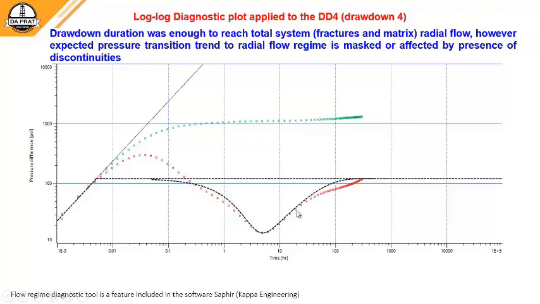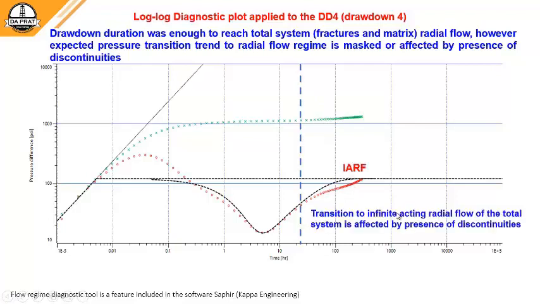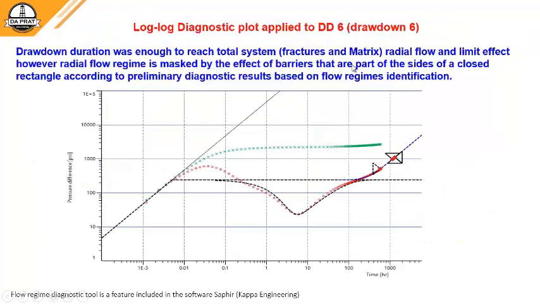This is drawdown 4, and we're going to have a look now at drawdown 6, which is the longest drawdown, I guess, 600 hours. And you can see here that, again, there is no flattening of the actual derivative. Rather, it keeps trending upward, and it looks like we're reaching pseudo-steady state because the slope is around 1 from this point on.